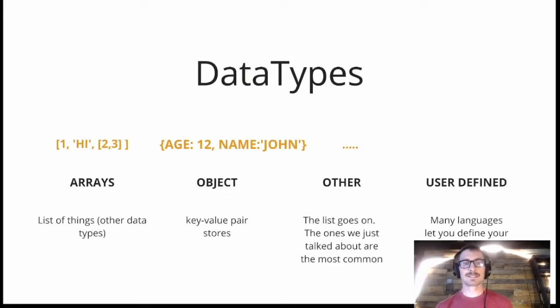Some other common data types are arrays. These are just how we can create lists of things. So, a list of data, very common. We can have lists of numbers, we can have lists of strings, we can have arrays of arrays, we could have arrays of objects. So you can really mix and match this stuff.